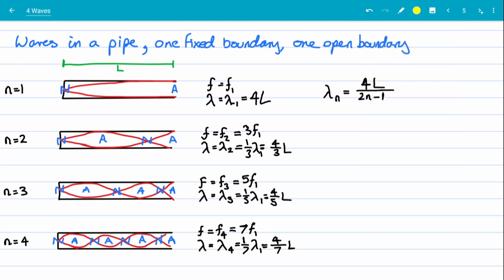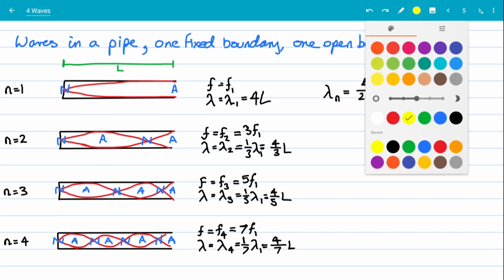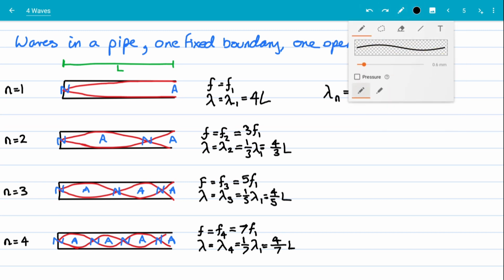So if we look where n equals 2, 2n is equal to 4, 4 minus 1 is 3, 4 over 3, that works. And we can do the same thing for, let's just test the last one, n equals 4. So 2 times 4 is 8, minus 1 is 7, 4 over 7. So now we have our harmonic series for our tube, which is fixed at one end.